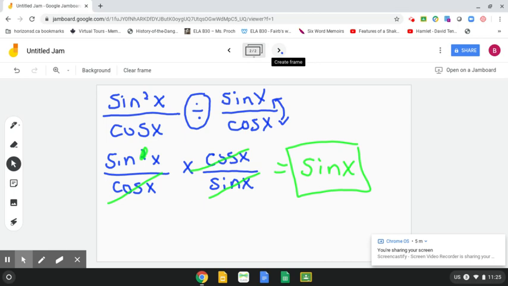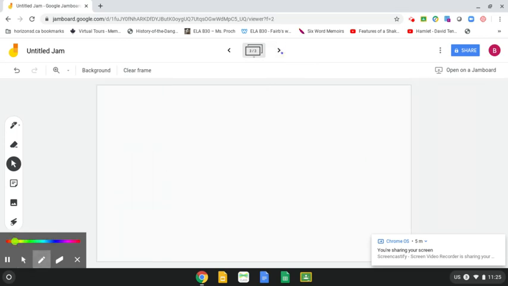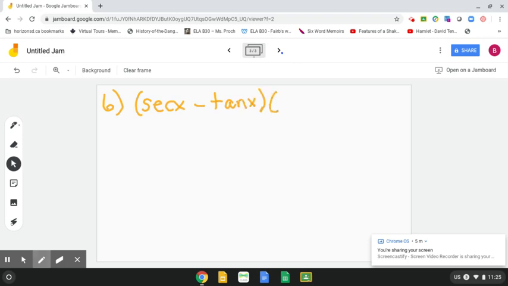Number 6 looks at expanding. So 6 says expand the following and then simplify it to a primary trig function. So we have secant x minus tan x times sine x plus 1.